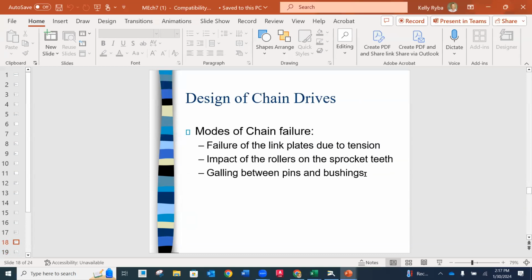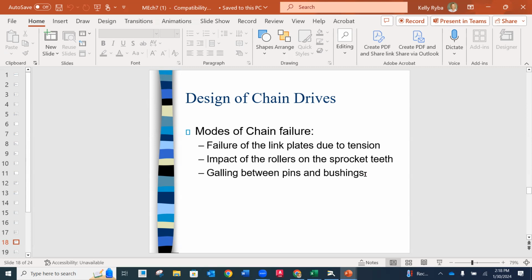Okay. The design of chain drive. There are three modes of failure that we're going to be concerned about with chain drives. First, the failure of the link plates due to tension. If we are pulling those link plates apart, the plates on the side there can actually fail. Another one is going to be the impact of the rollers on the sprocket teeth.